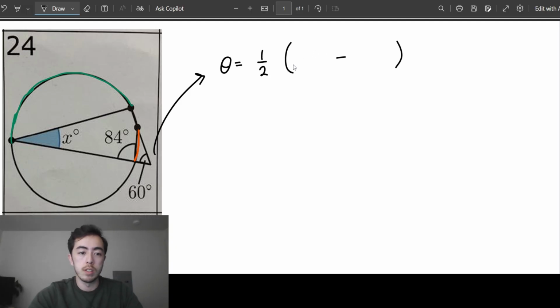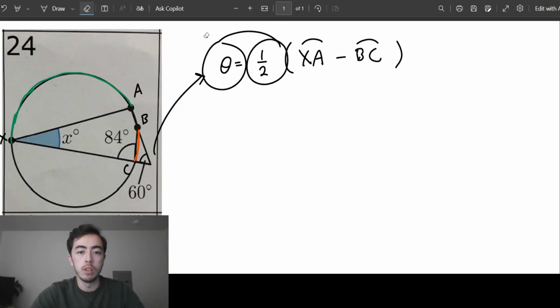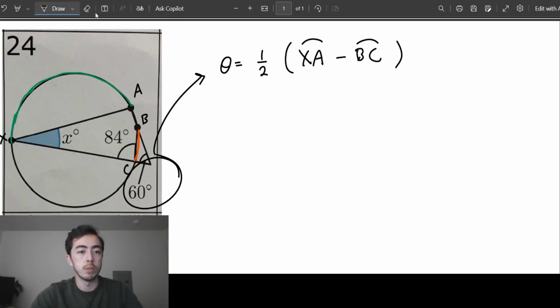And so let's assign some letters. Let's do maybe X, A, B, and C right here. I'm using x just because we have angle x associated with that vertex. But arc XA minus arc BC, and then divided by 2 should be equal to our angle measurement here.